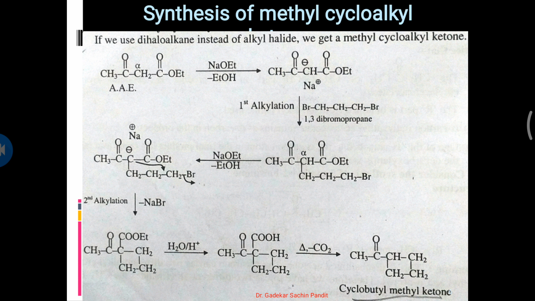Okay, this monosubstituted product reacts with another sodium ethoxide to form the disubstitution product, by a second alkylation reaction. This then undergoes hydrolysis to form the acid, and to the acid we apply heat and then protonation to form cyclobutyl methyl ketone.